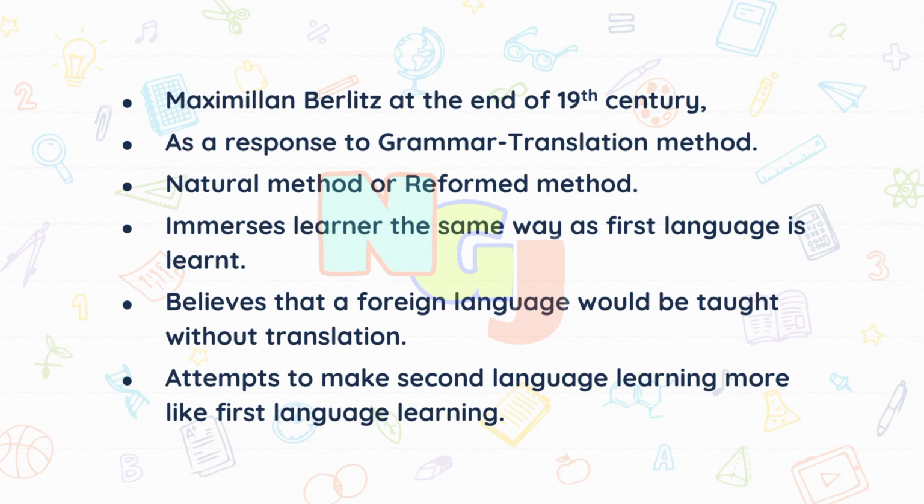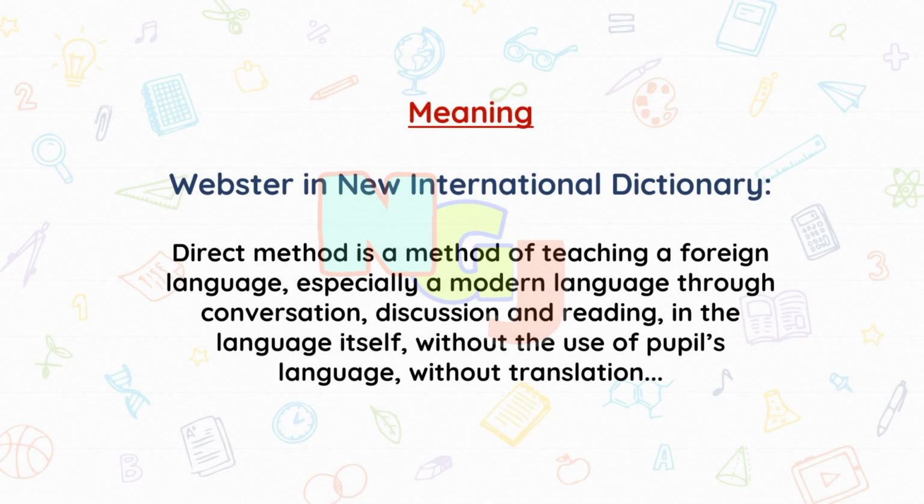Now, as far as the meaning of direct method goes, in the New International Dictionary, it is said that it is a method of teaching a foreign language, especially a modern language, through conversation, discussion, and reading in the language itself, without the use of the pupil's language or without any translation. So, what do you understand from this direct method? It is a method wherein English or any foreign language can be taught through the language itself, without using the mother tongue of the students and also without translating. Hence, it is called the direct method.